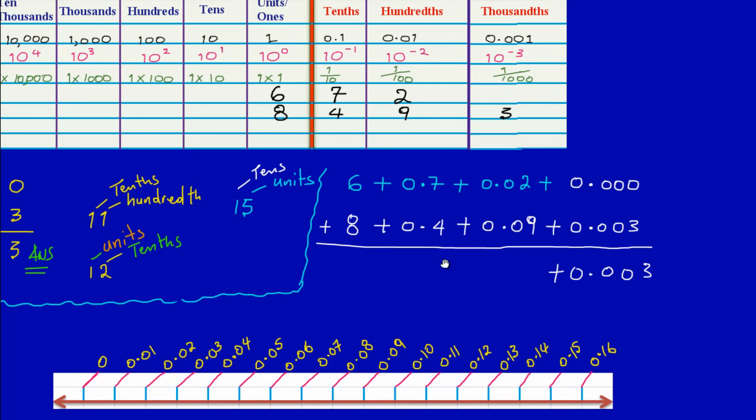If you notice in my hundredths column, I have 2 places following my decimal point, 1, 2. Here on my number line, I'm going up by 2 decimal places in each case. So I would have 0.01, then 0.02, then 0.03, 0.04, 0.05, 0.06, and so on. Hope you see the trend that is happening here.